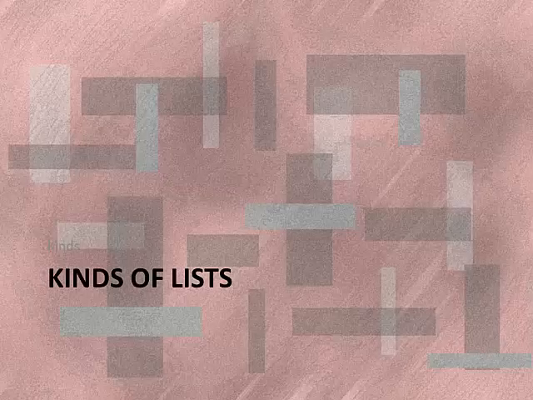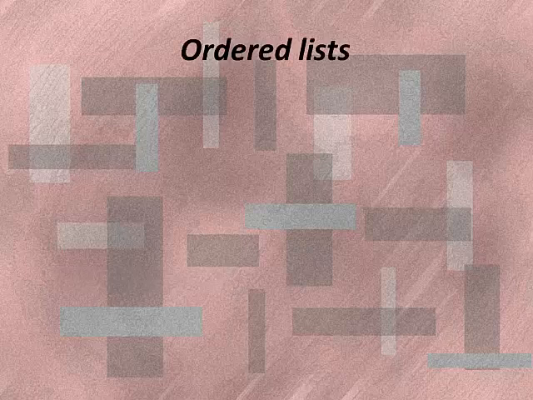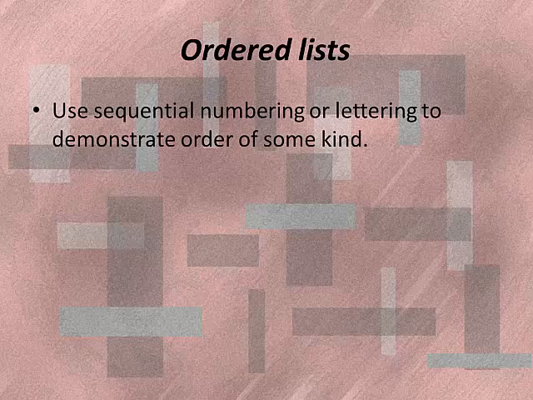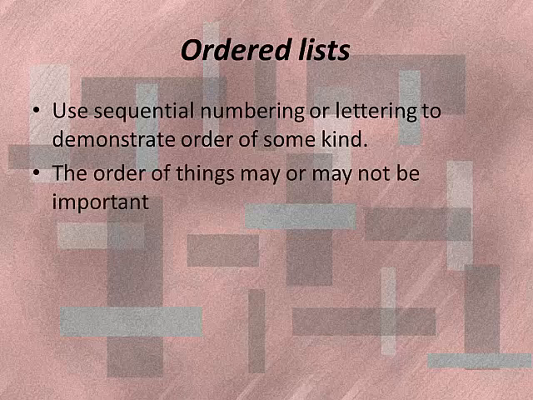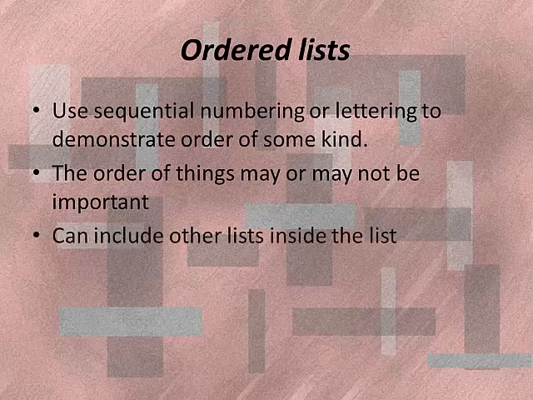So there are kinds of lists for different stuff. We already showed some examples. An ordered list is one that's got numbers in it or sequential lettering, some way that we can see that stuff's in order, like 1, 2, 3 or A, B, C. The order of things may or may not be important, but you have numbers or letters anyway. And they can include other lists inside lists.